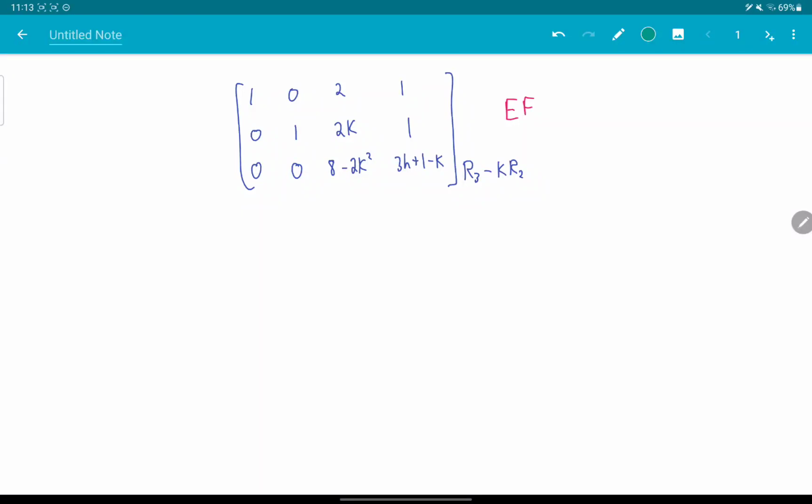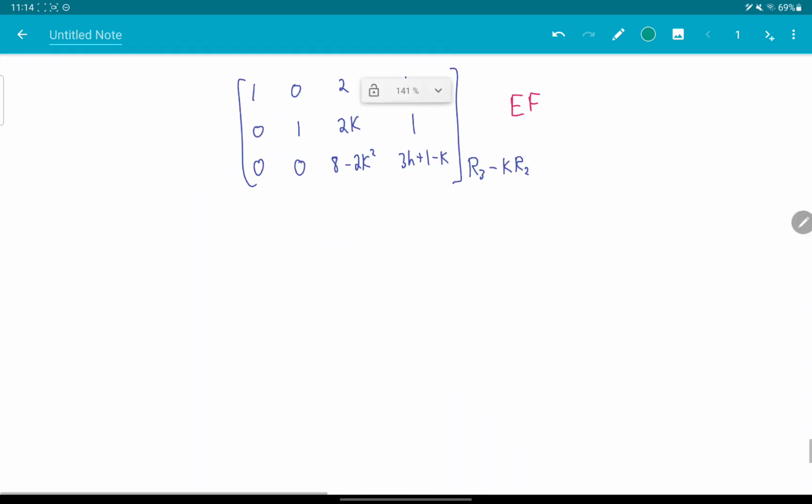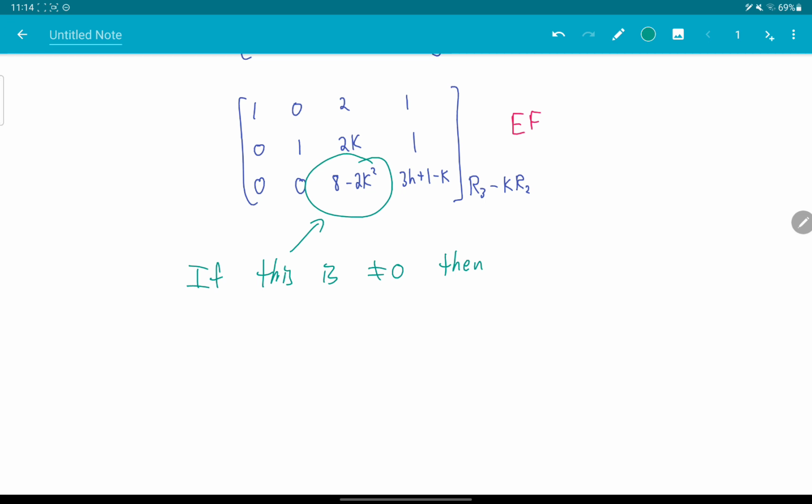Okay, from echelon form, I can actually determine how many solutions this system is going to have. Let's see why. Now, there's many ways to go about this, but I would like to look at this entry. Now, if this is not equal to 0, then what happens? Well, what can I do?